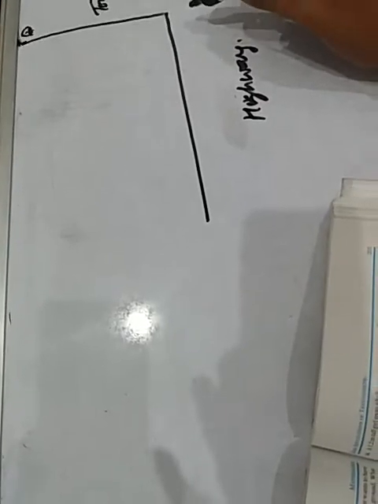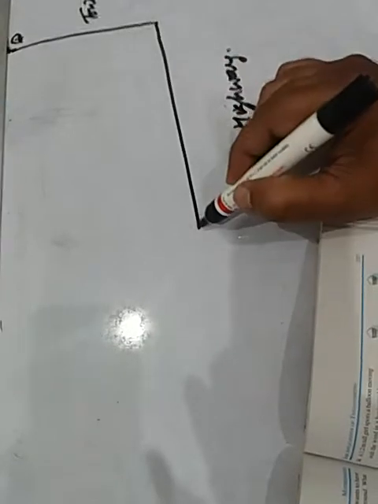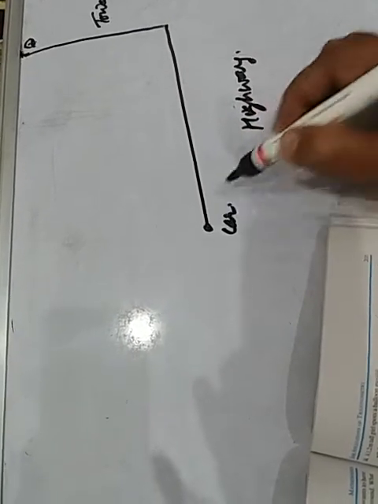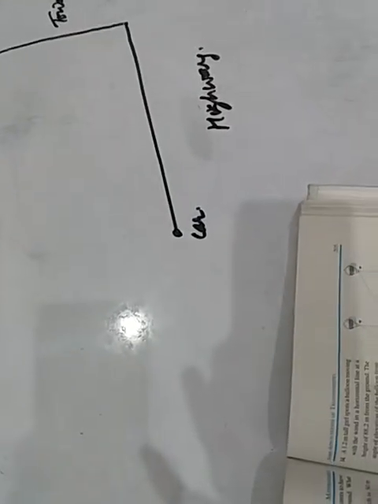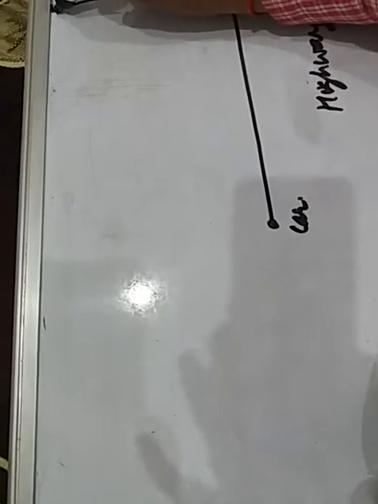Foot of tower. A man is standing at the top of the tower. Clear? Man is standing over here at the top of the tower. It means observer's eye is over here, right, children? From here he observes. A man standing at the top of the tower observes a car at an angle of depression. Clear? A car is here. This is the car, right? At an angle of depression of 30 degree, means here he observes the car from there.